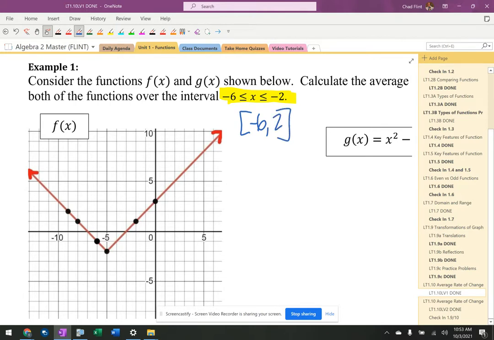All right, so -6, I'm going to write it right on the graph here, is right there. -6, -1, and then 2 is right there, 2, 5. So those are my points.